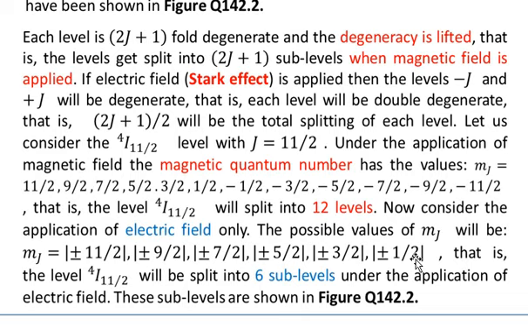Because under the application of the electric field, the levels are doubly degenerate. That is, the plus J value and the minus J value will have the same energy and will form only a single level. So these levels are doubly degenerate under the application of the electric field. That is, the level 4I11/2 will be split into 6 sub-levels under the application of the electric field. These sub-levels have been shown in figure 2.